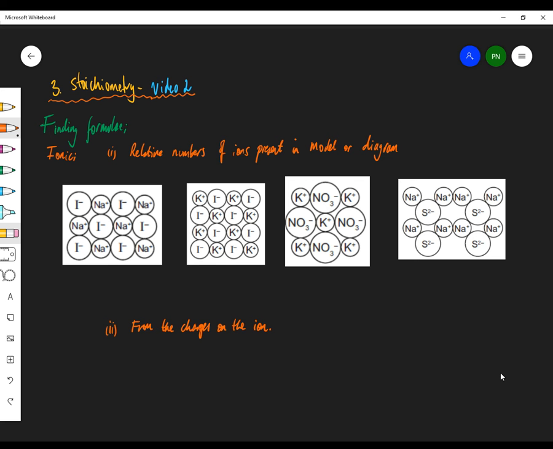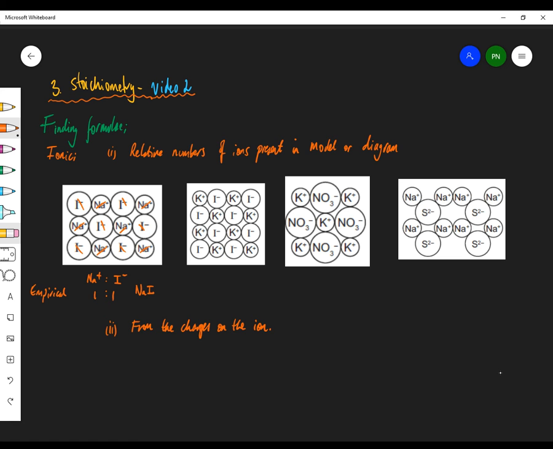Well, the first one, as you can see, it looks like 1-to-1 there, doesn't it? There's sodium ions and there's iodide ions, and it's 1-to-1. If we count 1, 2, 3, 4, 5, 6, and 1, 2, 3, 4, 5, 6, it's 1-to-1. So its sodium iodide is simply NaI. And these are all going to be empirical formula, if you remember, because they're going to express a ratio, the simplest ratio.